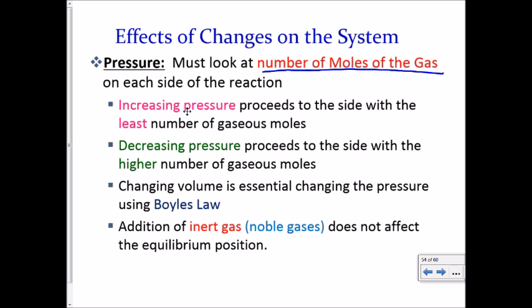Increasing the pressure is going to make you proceed to the side with the least number of moles. Decreasing the pressure is going to have you proceed to the side with the higher number of gaseous moles. So, the other thing that they like to throw in for AP, they like to word it using volumes, increasing and decreasing volumes. So this is where they wedge in some of that gas law stuff for you.